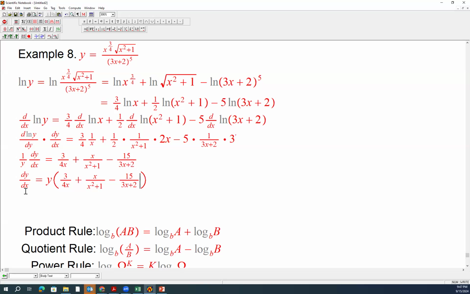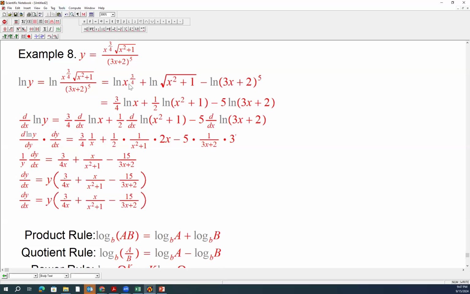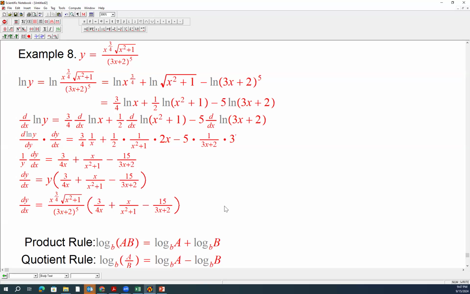Then you say we have to bring back the y, right? Yes, we do. We're going to bring back the y. The y is the whole of that original expression. Finished. Now you may wonder, is there room to reduce? You can try it, but in my observation, I think it's better we just leave it like this.